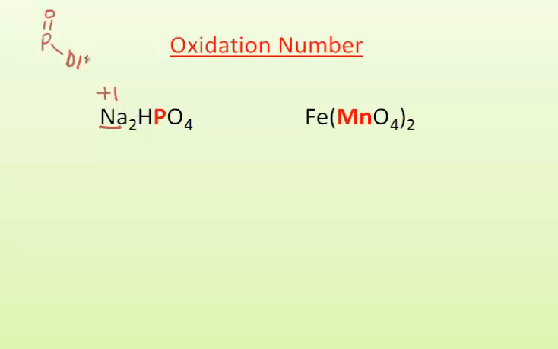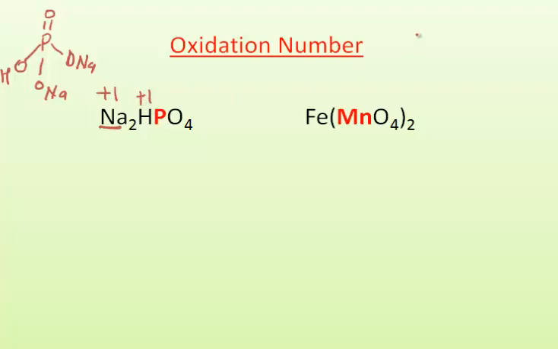Here we have ONa, ONa, and here the hydrogen atom is combined to an oxygen atom. Well, if hydrogen atom is combined with a non-metal, it always shows +1 oxidation number. And in case hydrogen atom is combined with a metal, it shows -1 oxidation number.